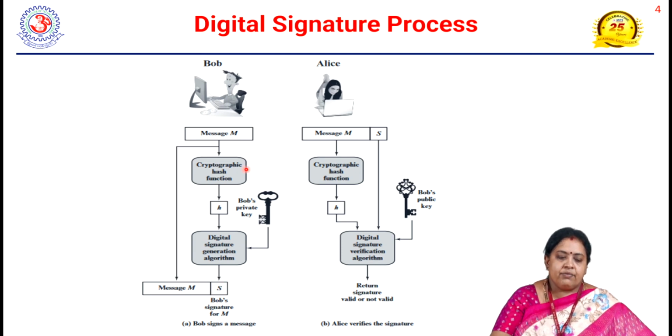This signature will be appended to the original message and sent to the receiver, whom we call Alice. Now what Alice gets is the message along with the signature. This message is given to the cryptographic hash function, which produces a hash code. This hash code, the signature, and also Bob's public key are given as input to the digital signature verification algorithm, and this algorithm will say whether the signature is valid or not. That is the process of digital signature.